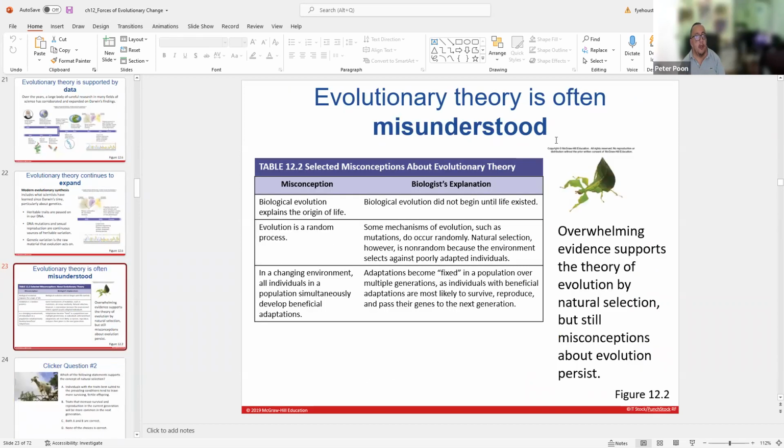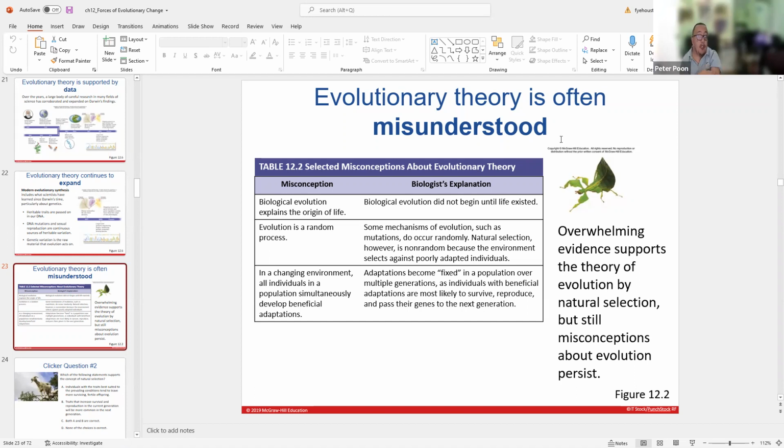So evolutionary theory is often misunderstood, and you'll see a lot of people, like young Earth creationists, parrot this misunderstanding without actually thinking it through. Biological evolution explains the origin of life? No, biological evolution did not begin until life existed. Evolution only deals with living things, not non-living things.